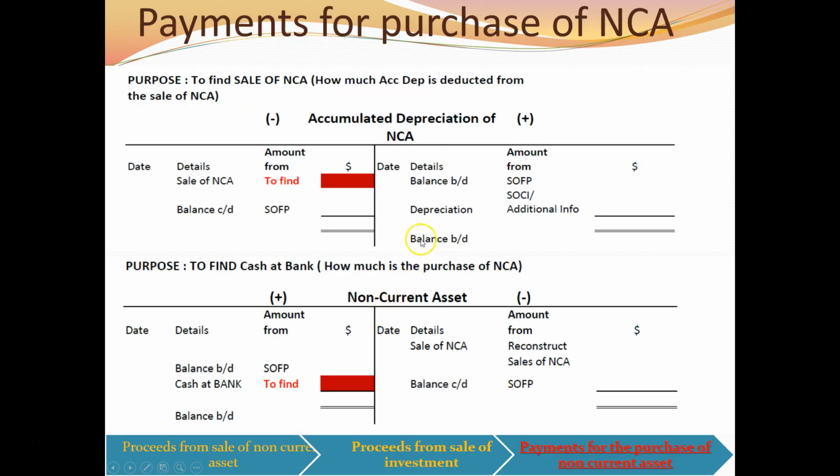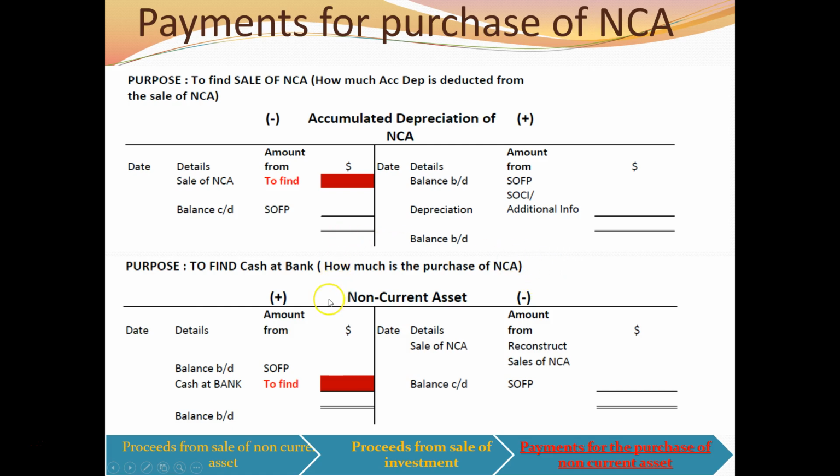Alright, let's go further. Look at these 2 other accounts. Sometimes we have to open the accumulated depreciation account in order to find how much of the accumulated depreciation belongs to the non-current asset that we sell. So opening balance and closing balance come from the SOFP. Depreciation comes from the SOCI or additional information. And then we get this amount under sales of NCA, which is the amount minused when we sell our non-current assets. When our asset is sold, we have to minus our accumulated depreciation. So positive sign here, negative sign here, because it's minus asset.